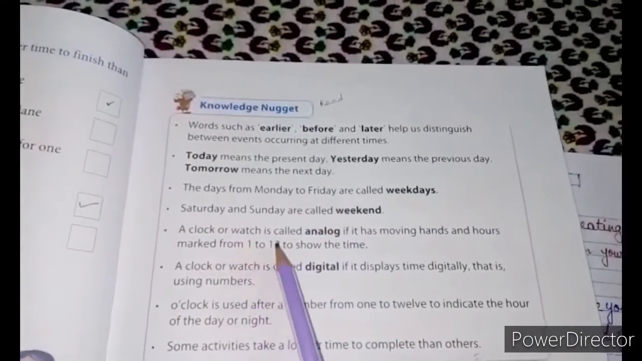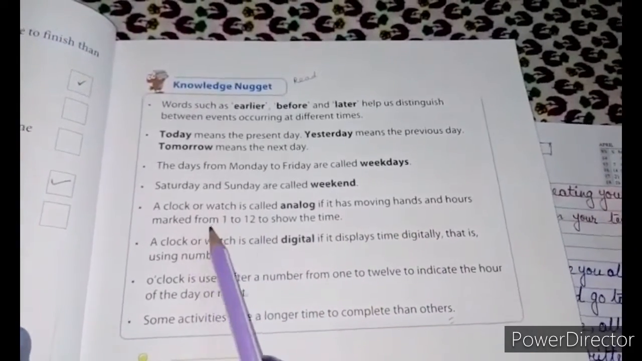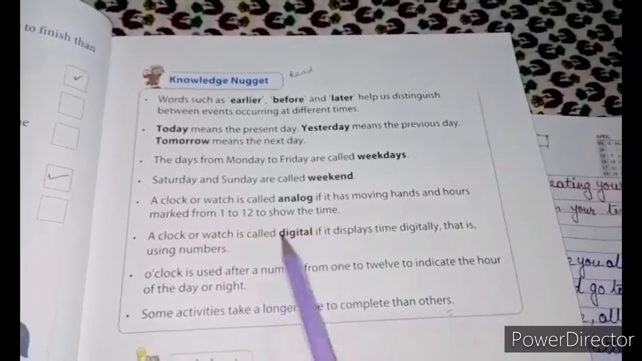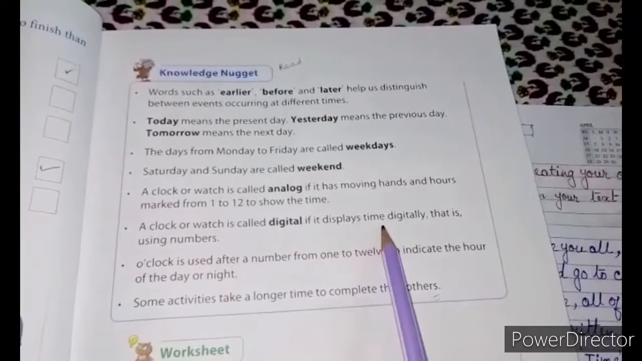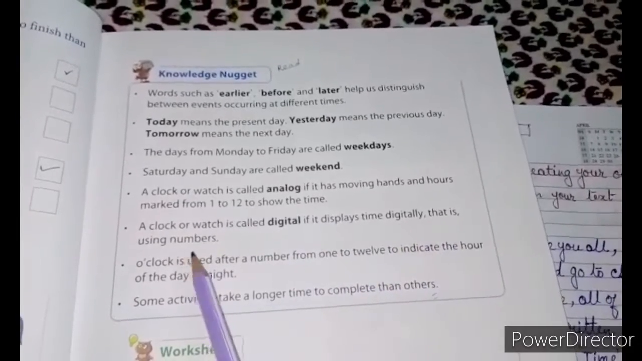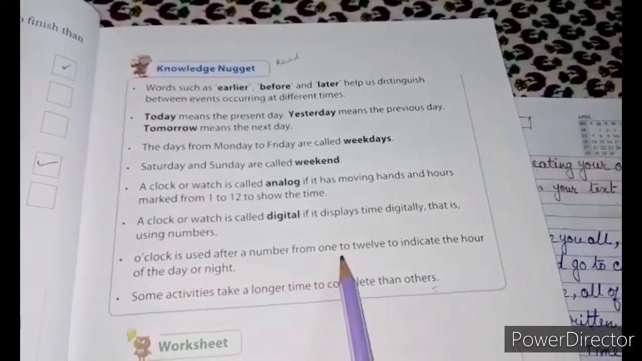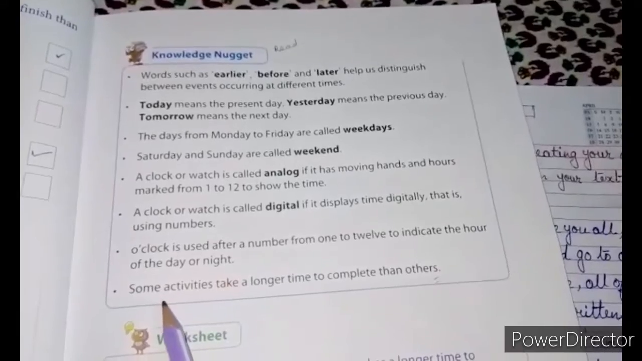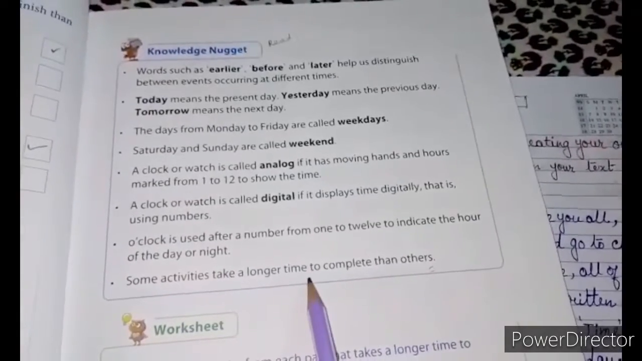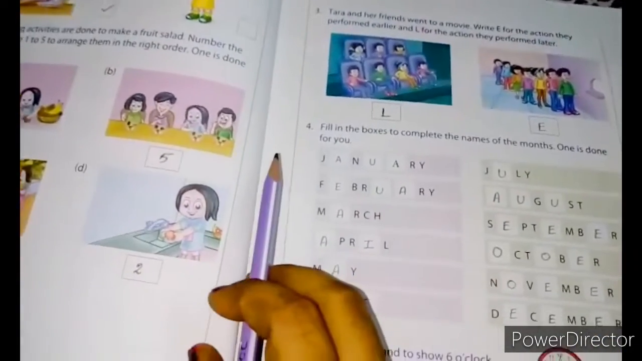A clock or watch is called analog if it has moving hands and hours marked from 1 to 12 to show the time. A clock or watch is called digital if it displays time digitally, that is, using numbers. O'clock is used after a number from 1 to 12 to indicate the hour of the day or night. Some activities take a longer time to complete than others. So students, these are the exercises of this chapter.